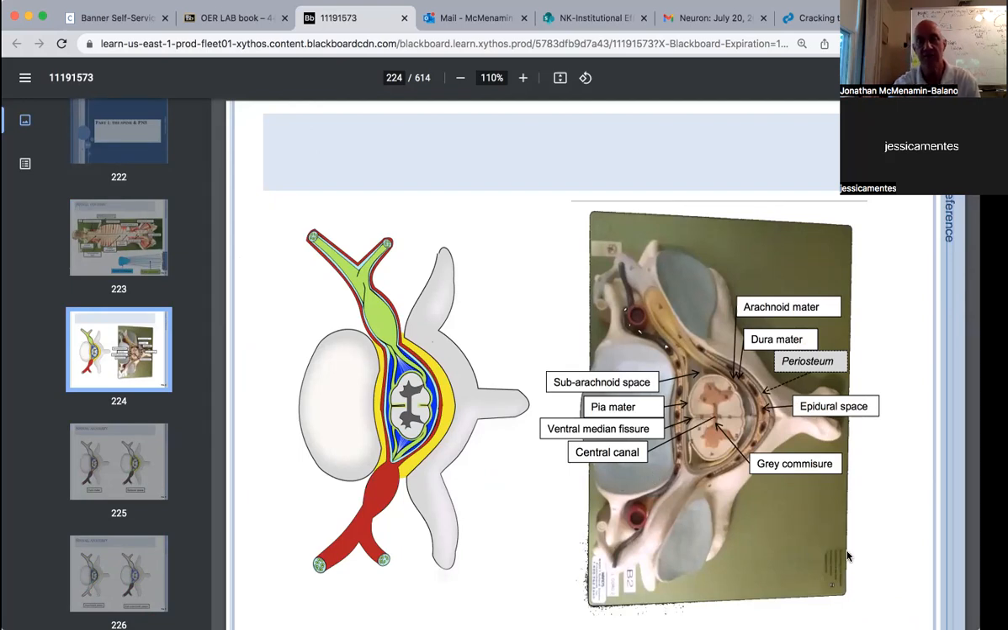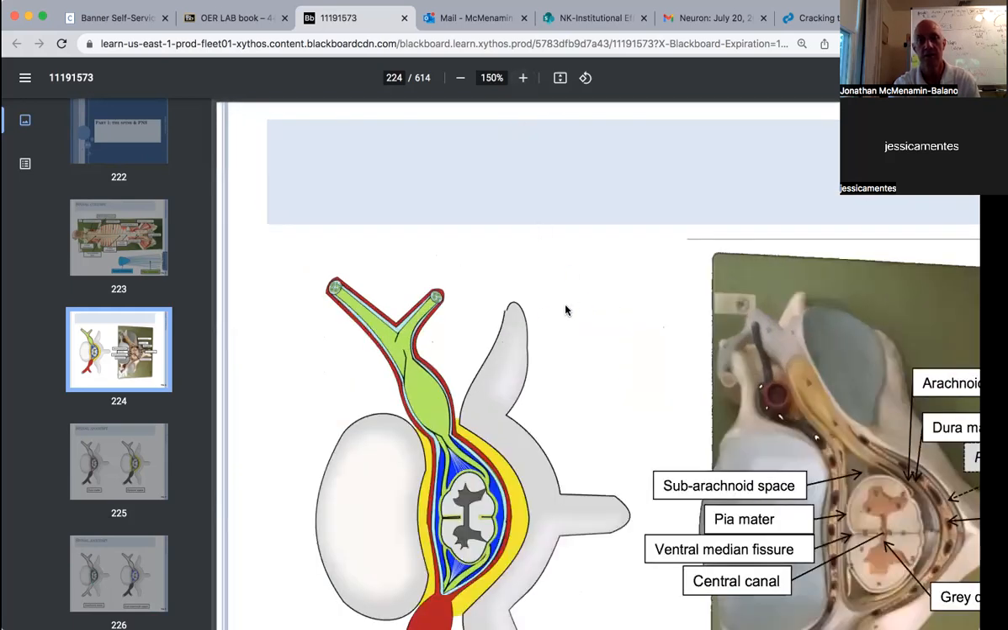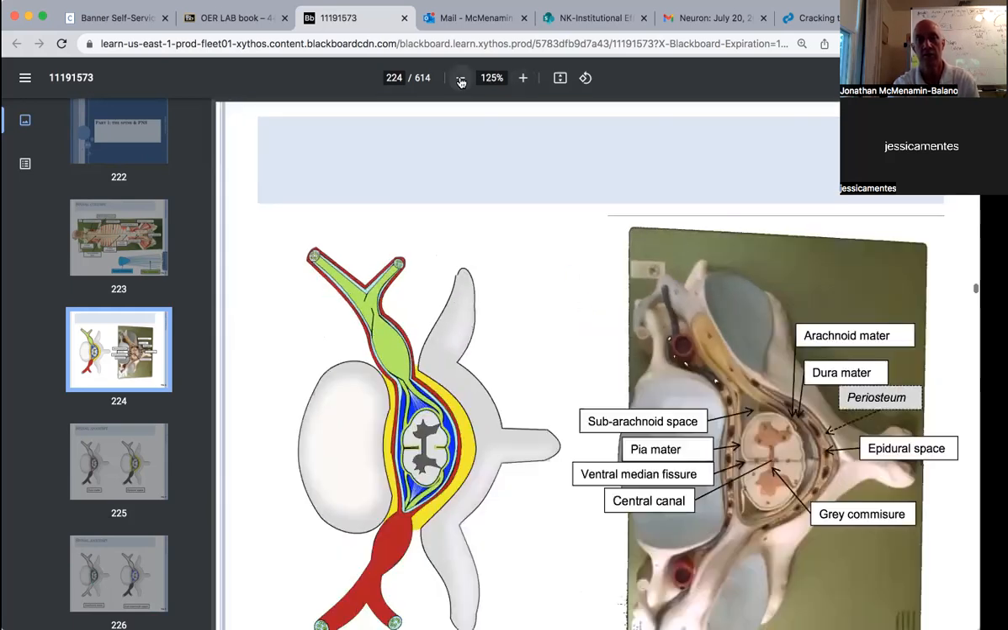Inside this space, let me see if I can make this bigger for us. I can. No, I can't. Let me do that. Sorry about that.